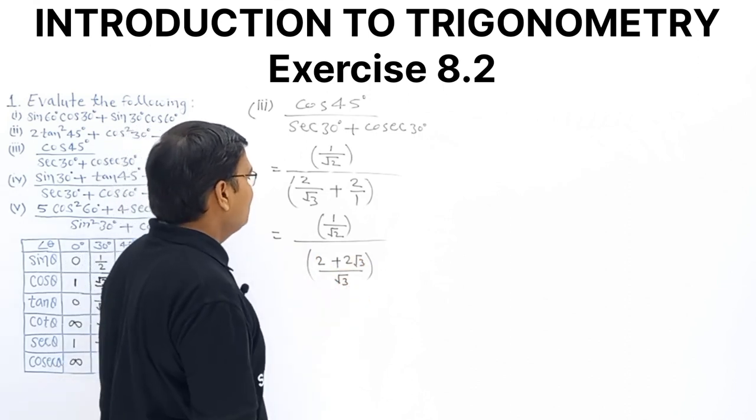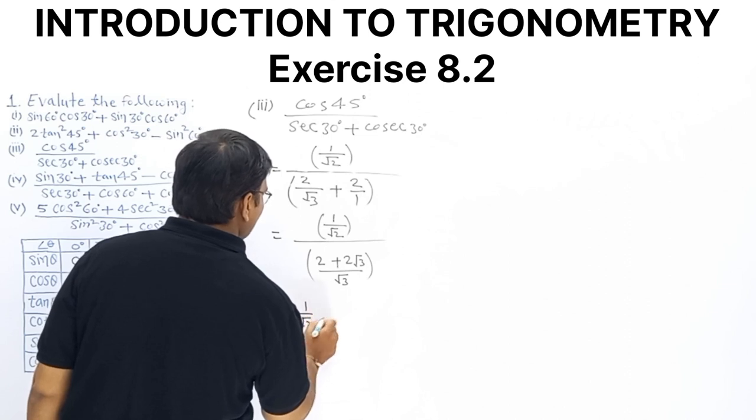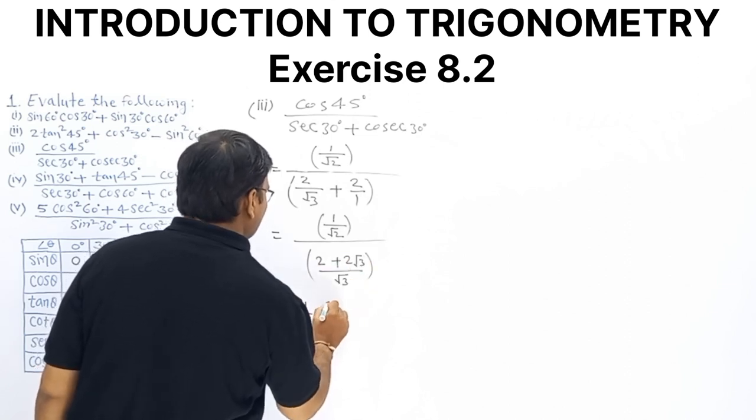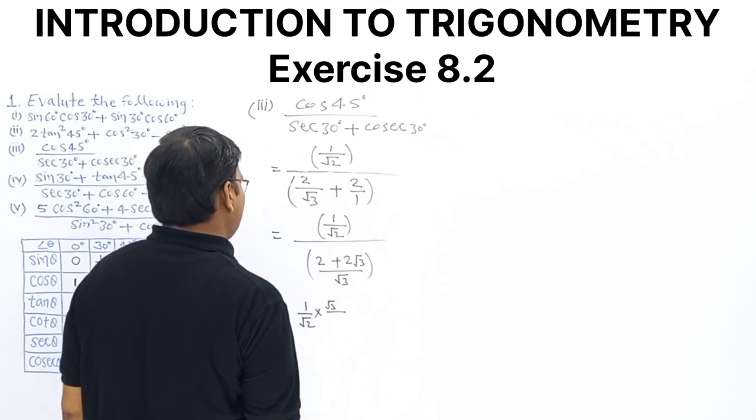Now this can be written as what? 1 upon square root of 2, and the reciprocal of this one will be what? Square root of 3 divided by what?